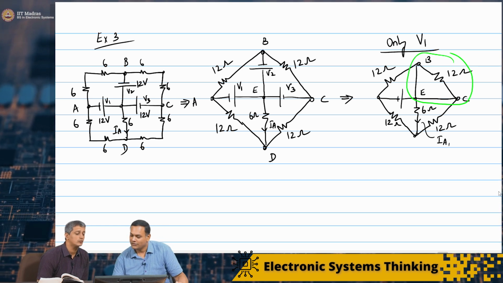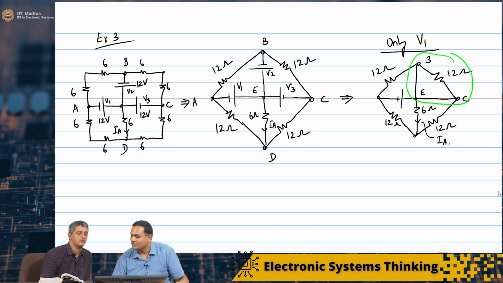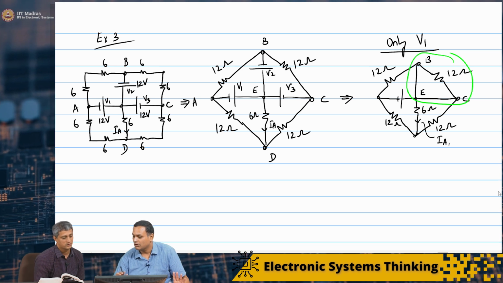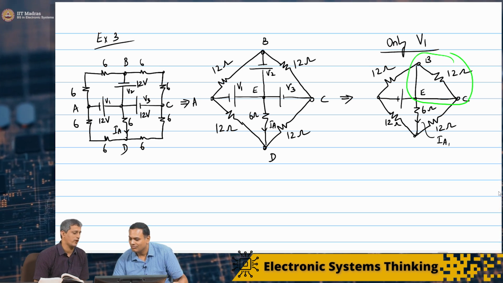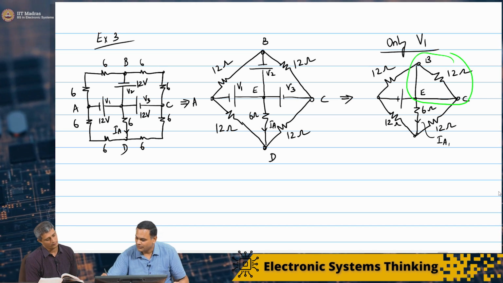And I am also seeing that you have shorted E and C, so 6 ohms and 12 ohms are in parallel. So straight away we can redraw that. Redraw this in a slightly different way.